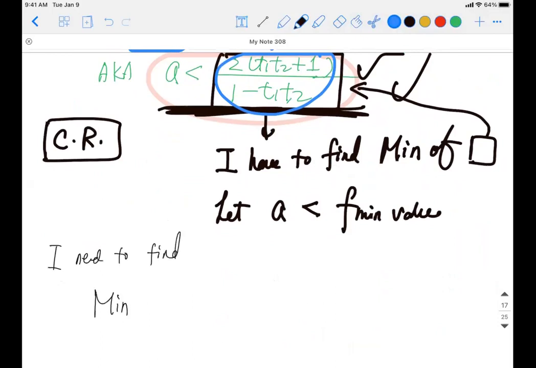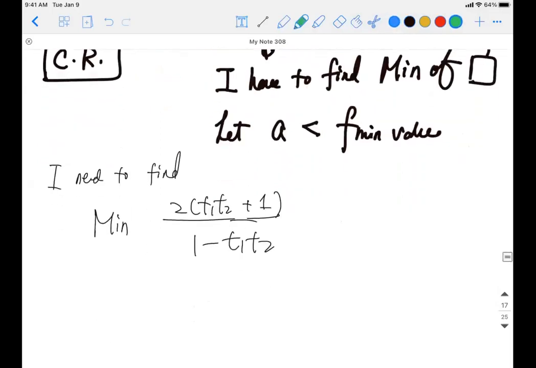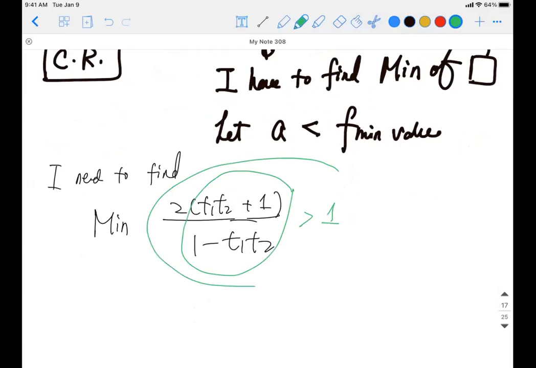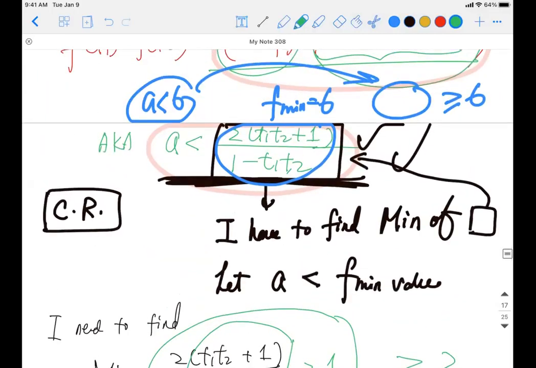If we're on the same page, I need to find the minimum value of 2 times (1 plus T1T2) over (1 minus T1T2), right? That one is very understandable. The fraction (1 plus T1T2) over (1 minus T1T2) is always greater than 1, because T1T2 is always a value between 0 and 1. So 1 plus something over 1 minus the same thing is always greater than 1, so the whole expression is always greater than 2. Therefore, the minimum value of my blue part equals 2.